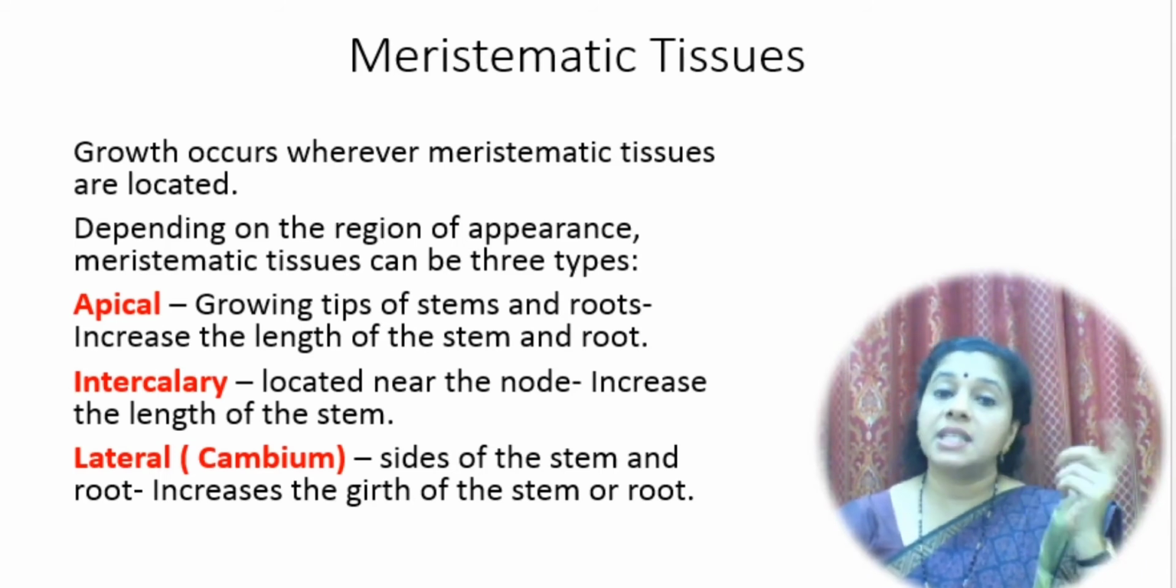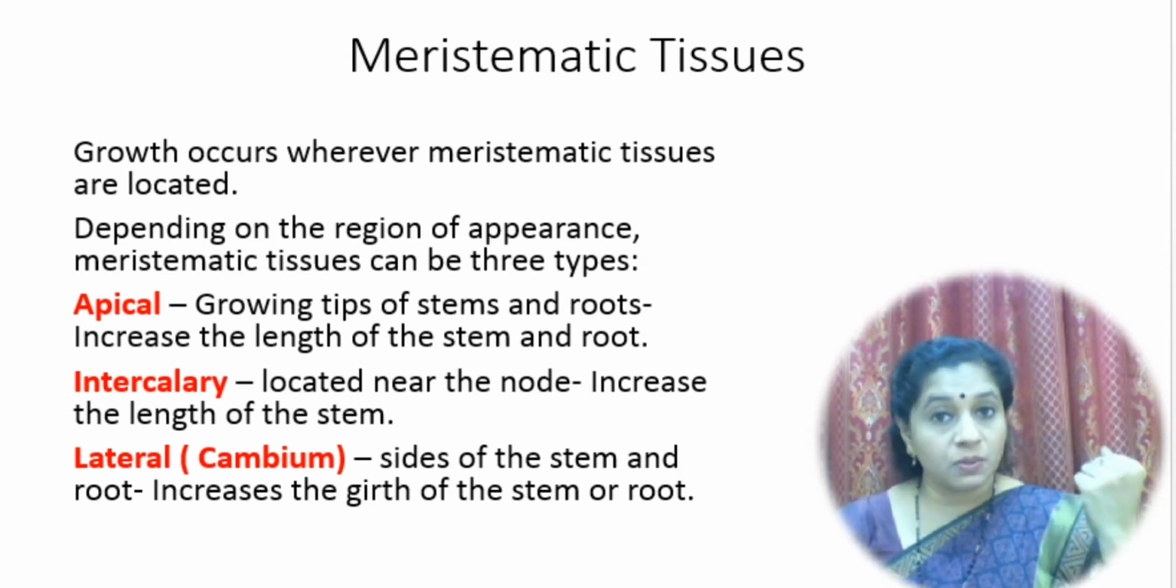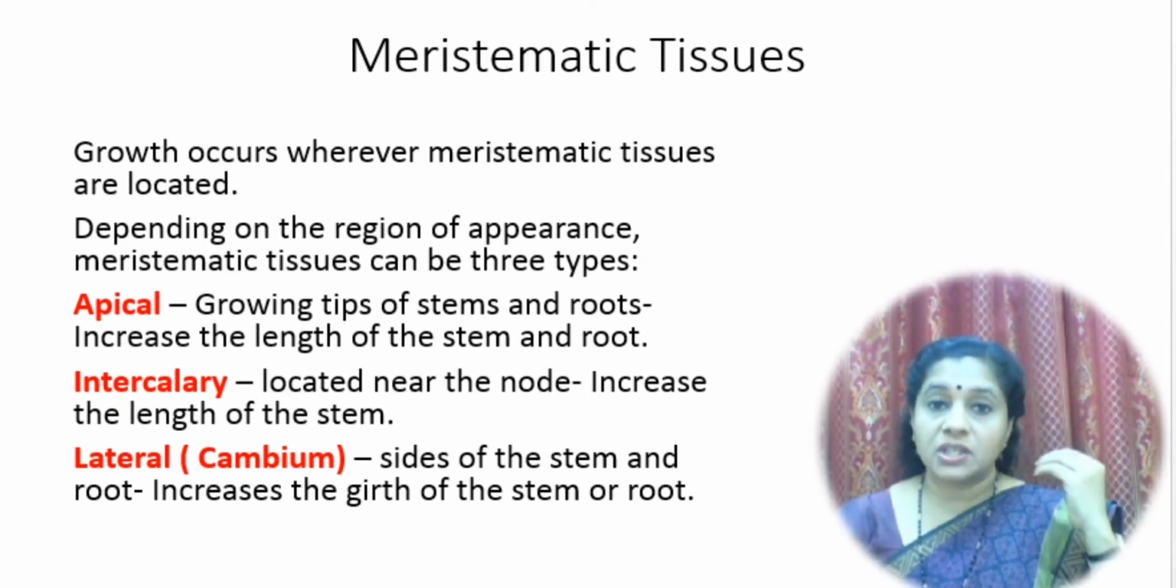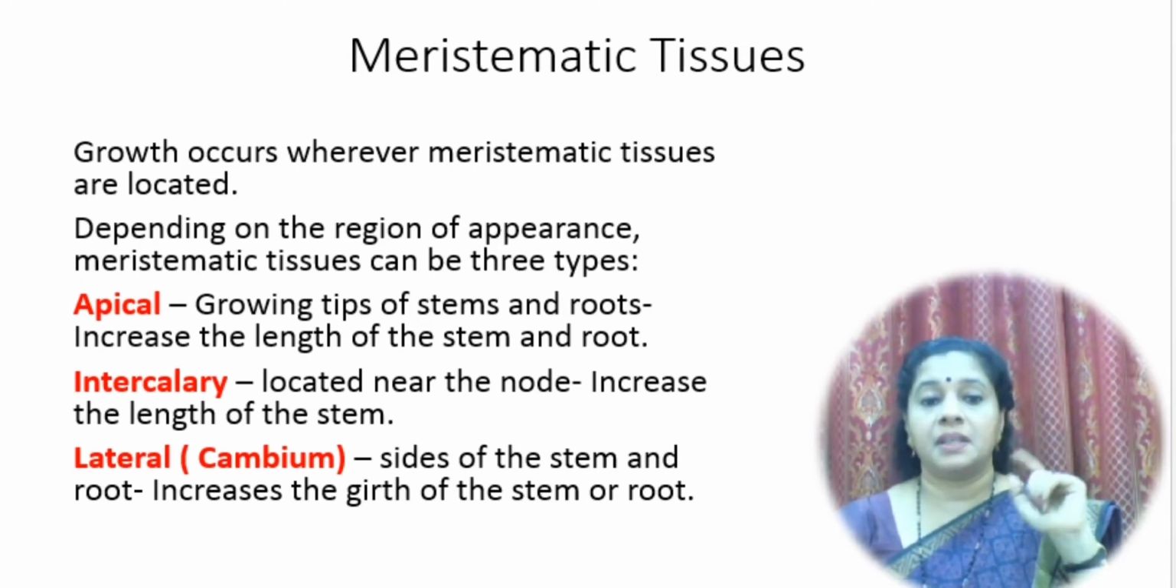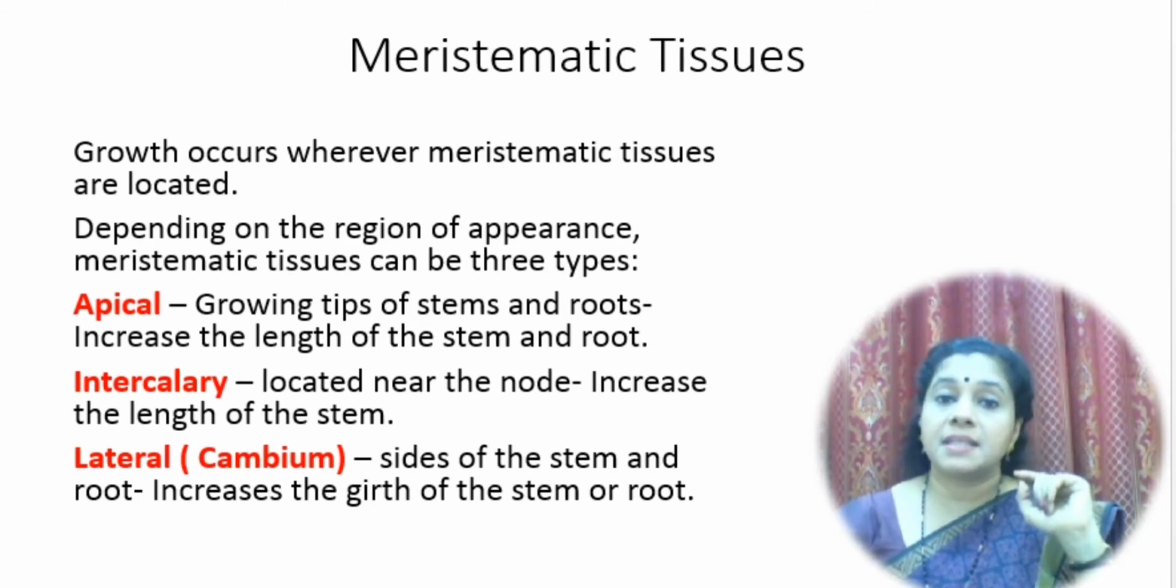And depending on the region where these tissues are present, different types of meristematic tissues are there. So based on the position, meristematic tissues are of three types. First type is called apical meristem. Apical means what? Apex or the tip. Next is intercalary meristem. Third is lateral meristem or cambium.